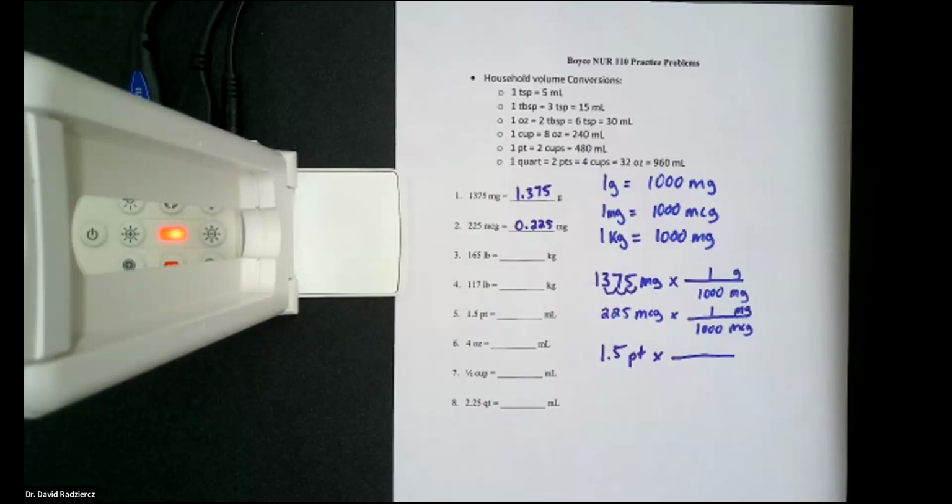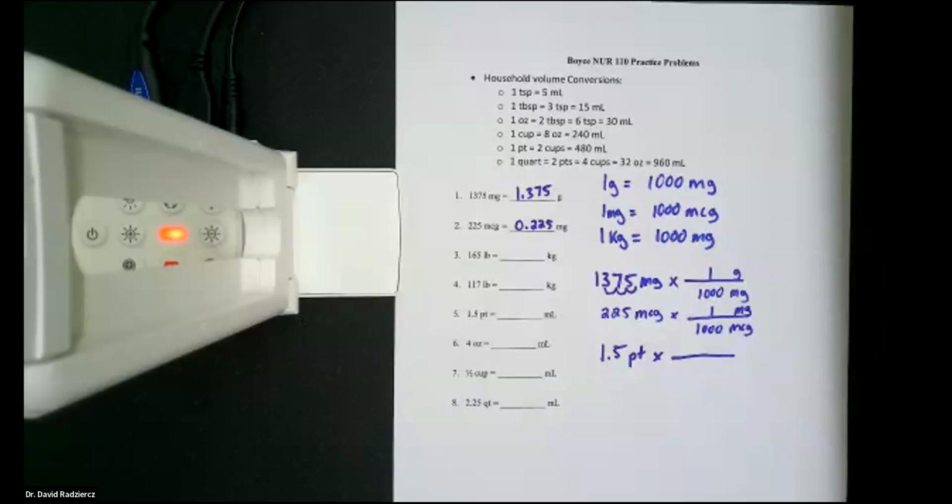There are some textbooks that use different numbers, and I do not think those are correct. So just be careful with those. Make sure you use correct numbers. So if they tell you that a pint is 500 milliliters, it is not. If they say a quart is 1,000 milliliters, it is not. I don't think you need to worry about that too much, but just in case you see that.